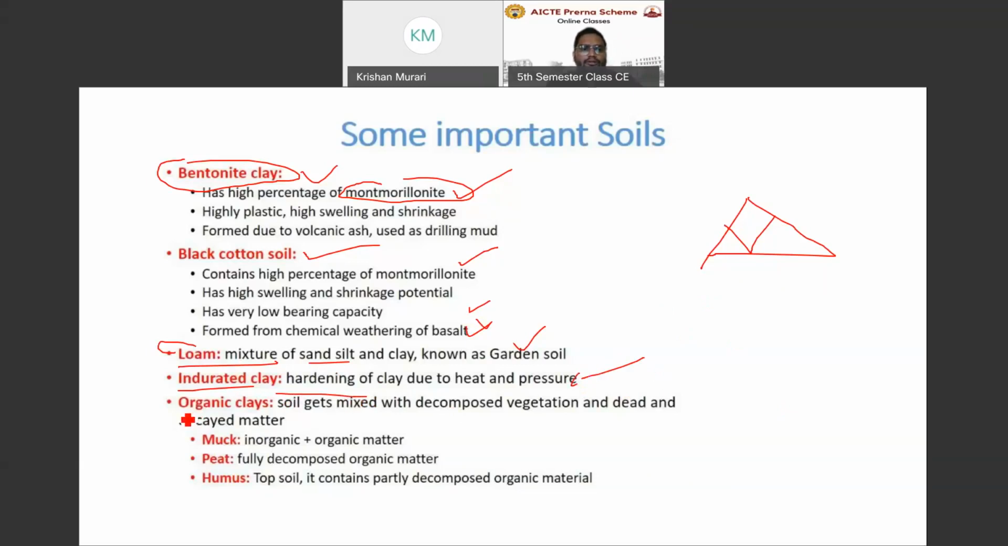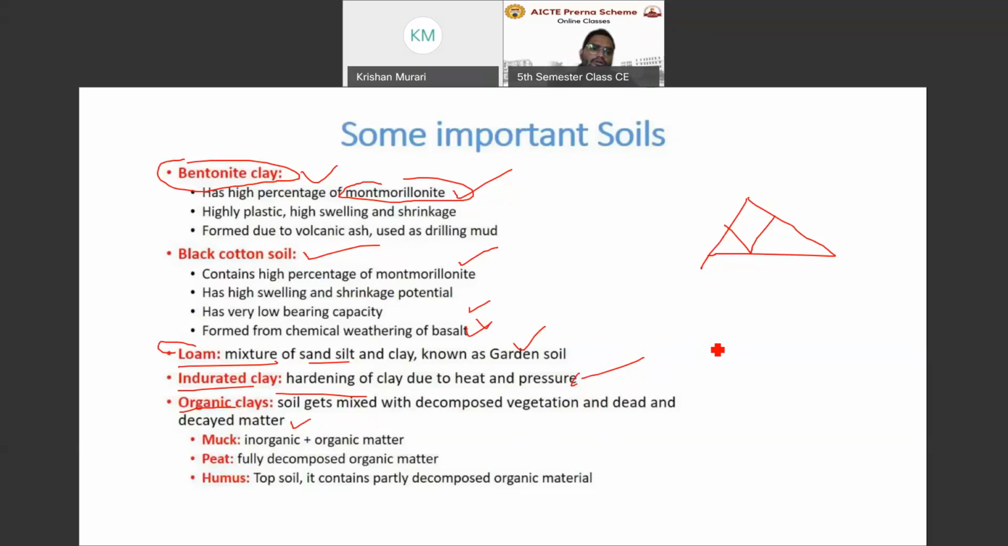Next one is organic clay. What is organic clay? When soil gets mixed with decomposed vegetation or dead and decayed matter. We also study organic matter. What is organic matter? Decomposed vegetation and dead decayed matter are called organic matter. Whenever organic matter is mixed with the soil, that soil is particularly known as organic clay.